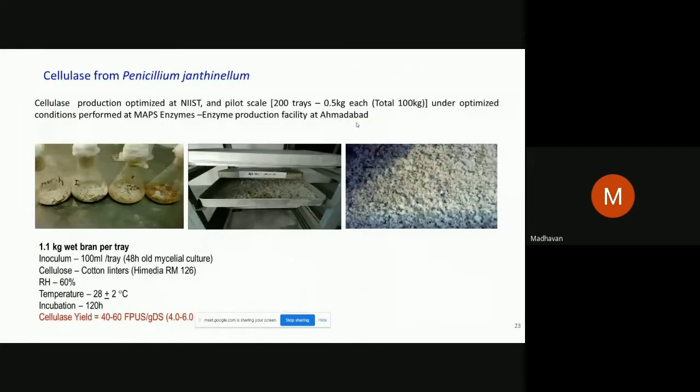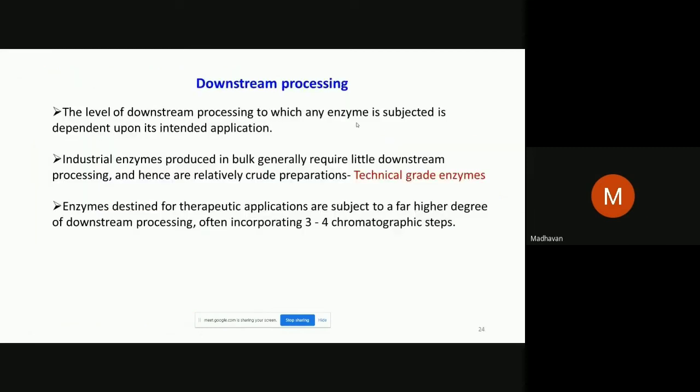So this is a kind of scale up which we did in our laboratory: cellulase from Penicillium janthinellum. We cultivated 1 kg of wheat bran per tray, and there are some parameters you can control here, like incubation, and you can get a very good cellulase yield of 40 to 60 filter paper units. You can see the beautiful trays arranged, from flask to tray level production. Okay, these are all about the production.